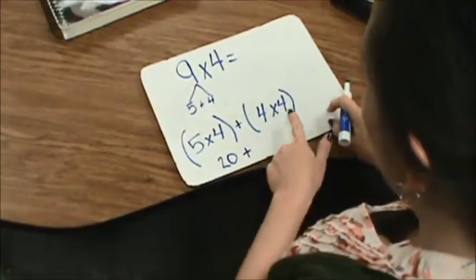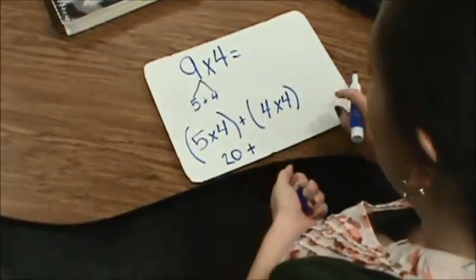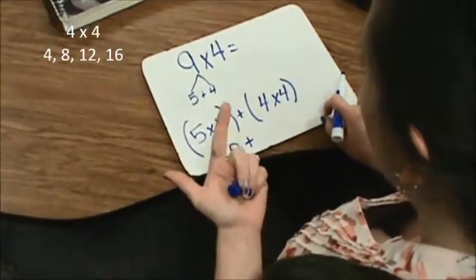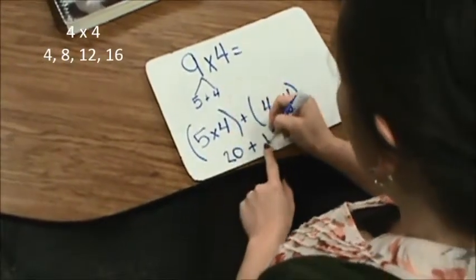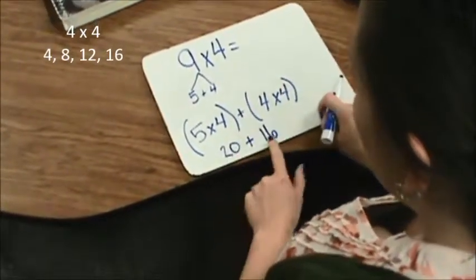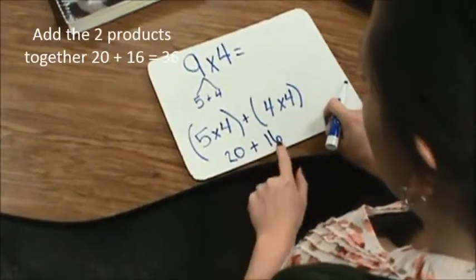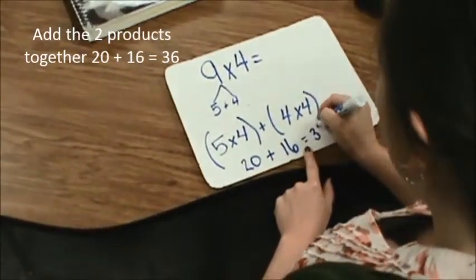And then I'm going to do 4 groups of 4. So I'm going to count by 4 till I get to 4 groups. 4, 8, 12, 16. Now what I'm going to do is I'm going to add these two products together. 20 plus 16 equals 36.